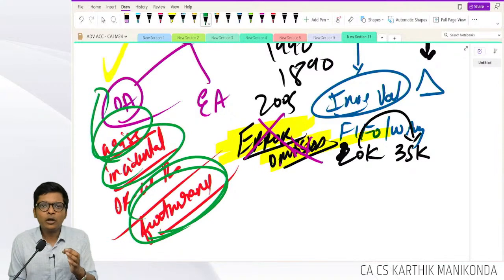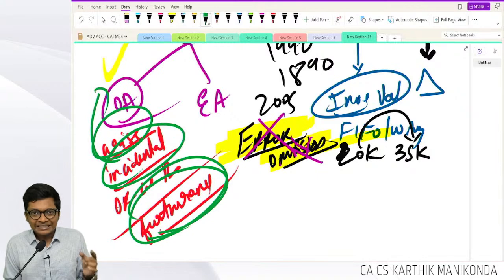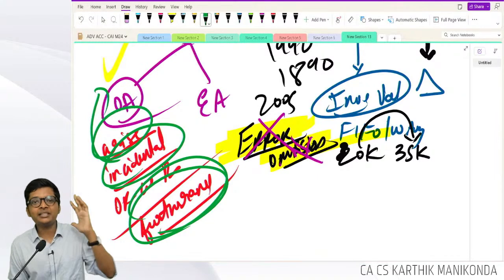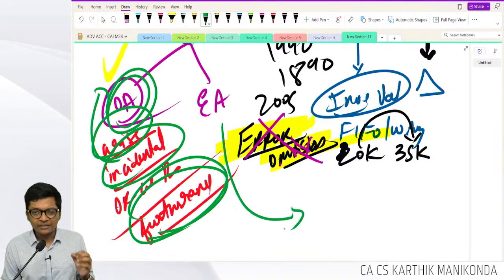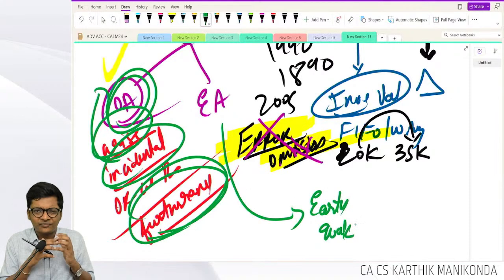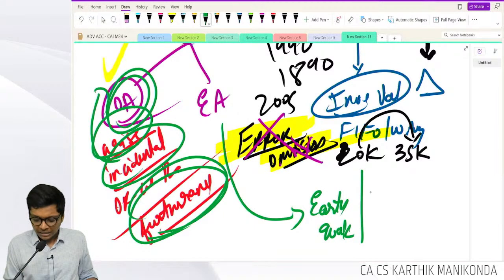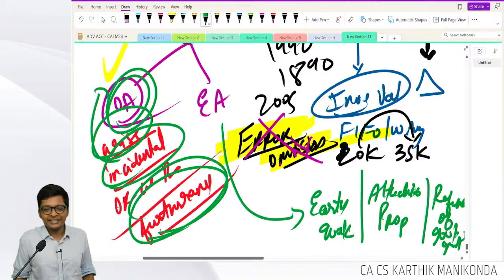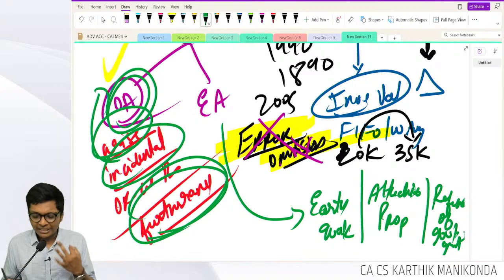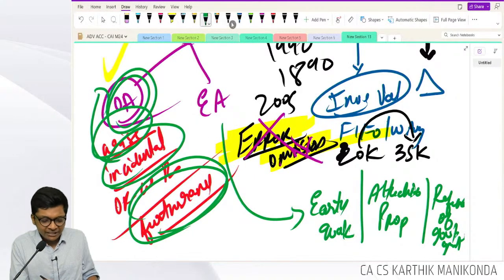For example, Elon Musk firing employees is necessary to take the business forward, correct? So all those become ordinary activities. Extraordinary activities are very limited. If they use words like earthquake, extraordinary is very extraordinary. Earthquake or attachment of property of a person or refund of government grant. Only these three, guys. Consider only these three for the exam for extraordinary: earthquake, attachment of property or refund of government grant. Everything else is ordinary.